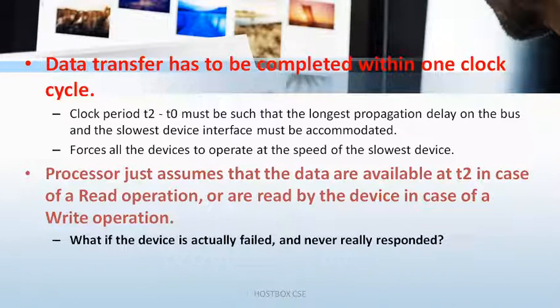Here data transfer has to be completed within one clock cycle. Remember, the clock period T2 to T0 must be such that the longest propagation delay on the bus and the slowest device interface must be accommodated. This forces all the devices to operate at the speed of the slowest device. When I go through some examples, you can clearly understand.